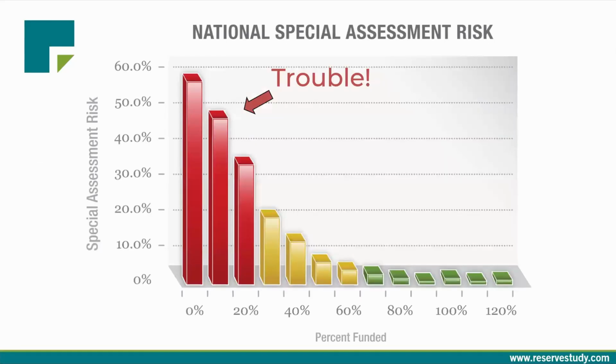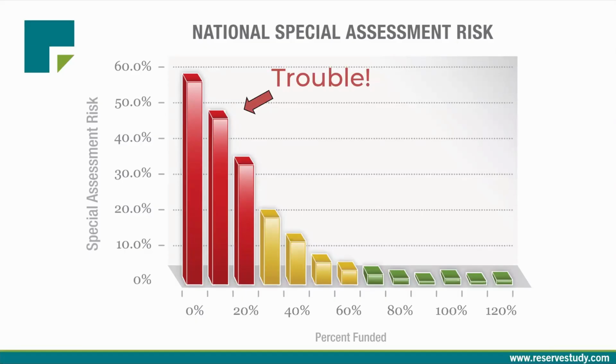This chart shows you why percent funded matters. This chart shows you can predict most special assessments. You can see them coming years in advance when you're looking at your association's percent funded. See how common special assessments are in the red columns on the left side of the chart, when the association is in the 0 to 30% funded range. But special assessments are infrequent in most of the yellow zones and are rare in the green zone. That's pretty powerful information you want your board to know.